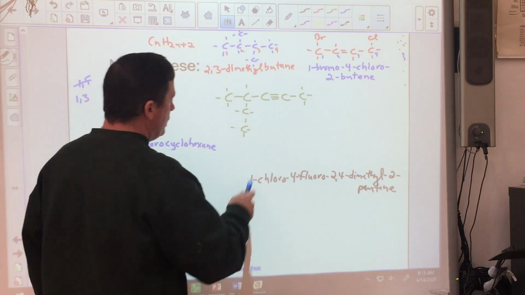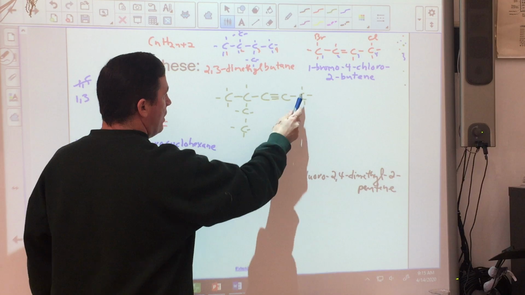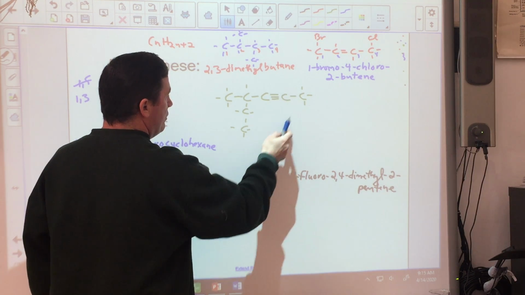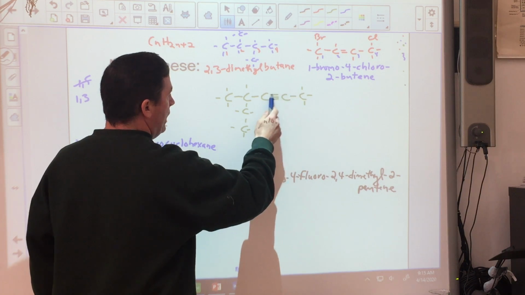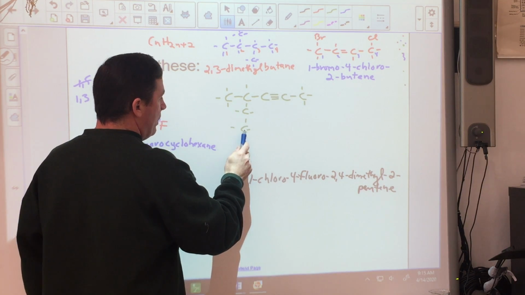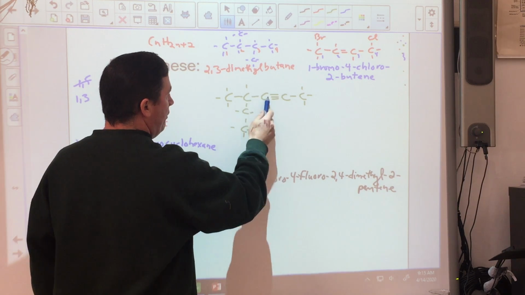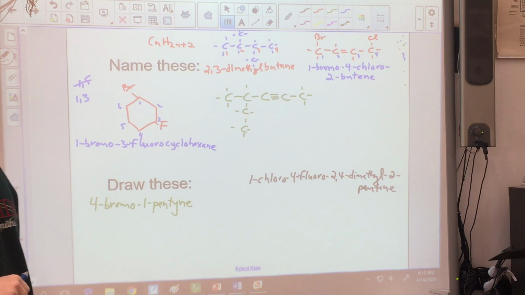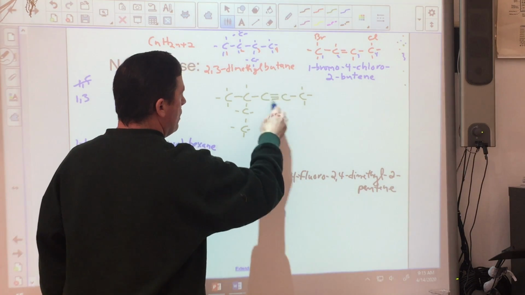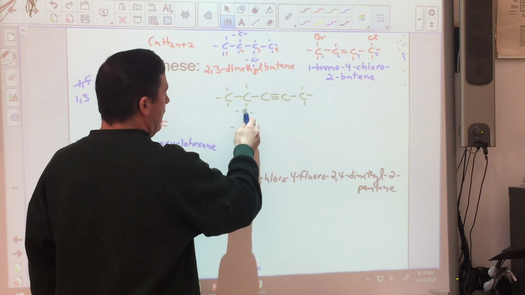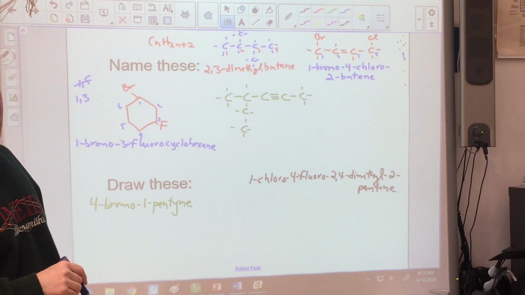So, do I start here? 1, 2, 3, 4, 5, 6. Or do I start here? 1, 2. So if I start from the right, that means carbon number 2 has the triple bond. If I start down here, 1, 2, 3, 4, the triple bond would be at 4. So I want to choose the one with the lowest number. So I've got 2. So this is going to be a 2, and my long chain is 6. So this is going to be a hexyne. It's going to be 2-hexyne.